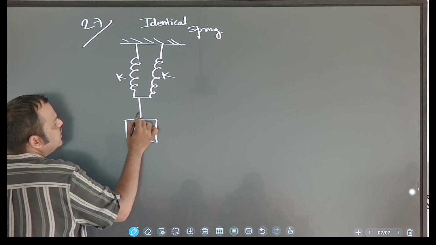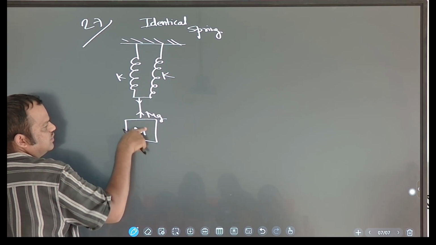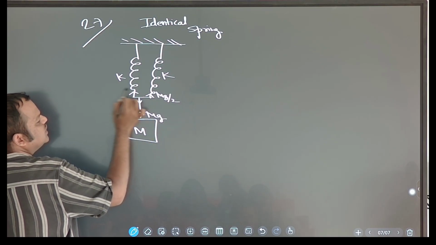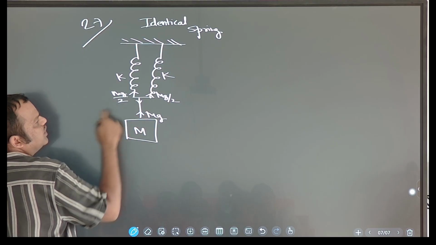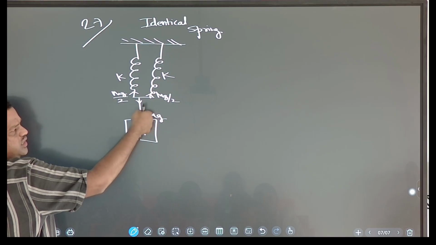So what is the tension here? Mg. So what is the tension here? Mg. So how much tension here? Mg by 2. How much tension here? Mg by 2, because identical. So Mg by 2 plus Mg by 2 is equal to Mg.